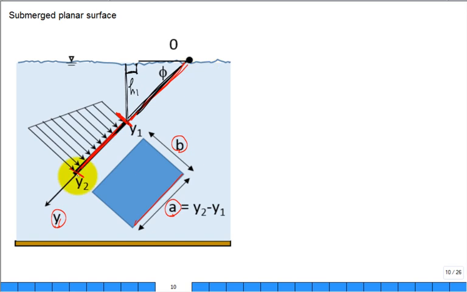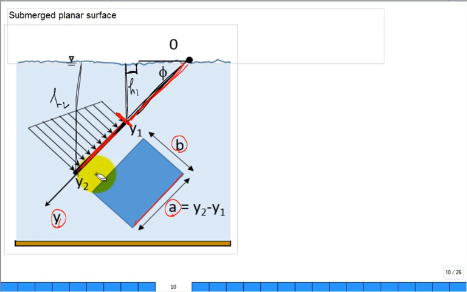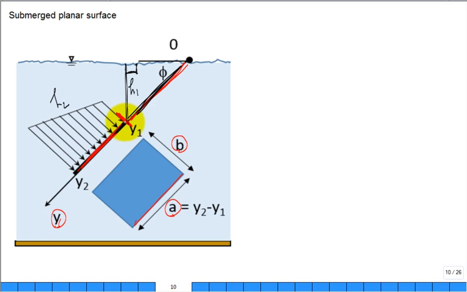How about H2? Same, but you use Y2 instead of Y1. So you've got to get comfortable with the new coordinate system Y. There you go. So that's our new coordinate system Y. All right. And so what does our pressure look like at Y1? Well, this pressure is going to be rho g H1, isn't it? H1 is Y1 sine of phi.